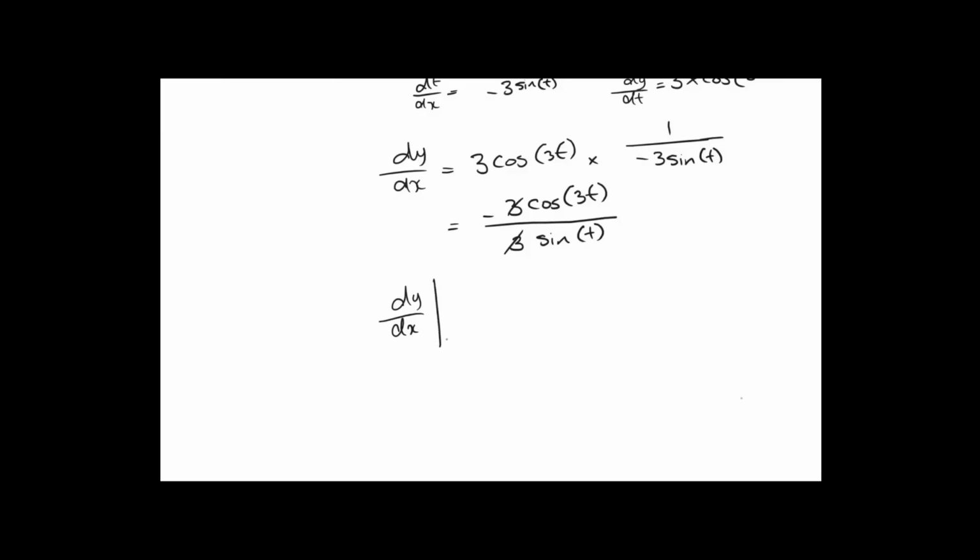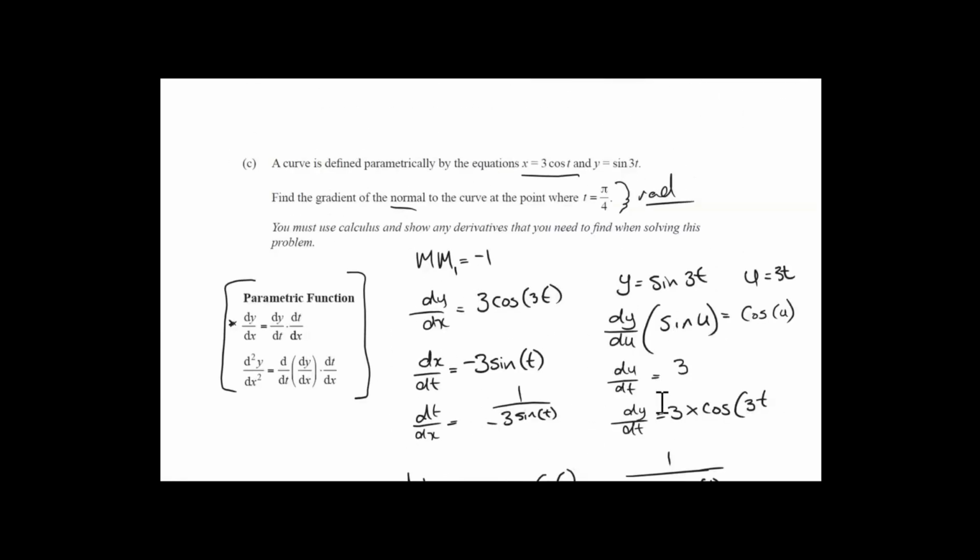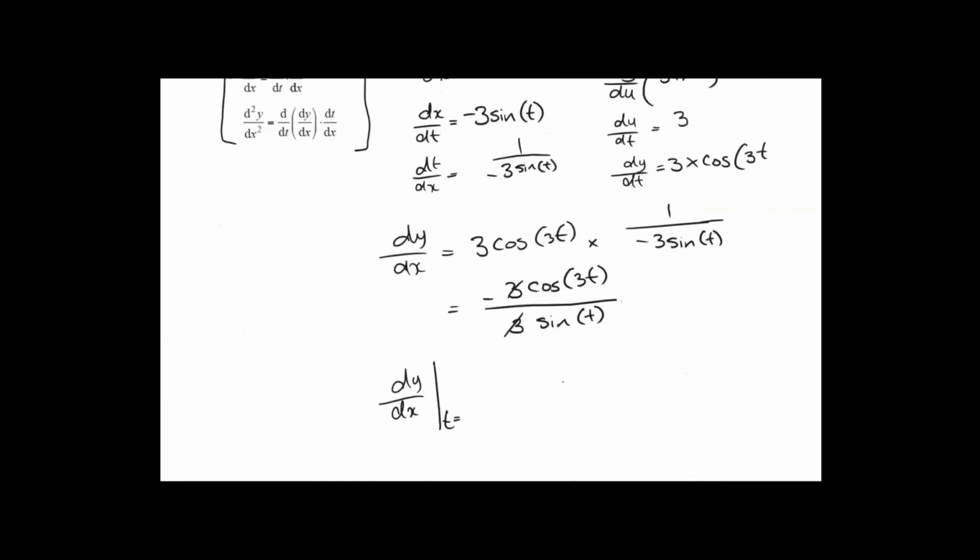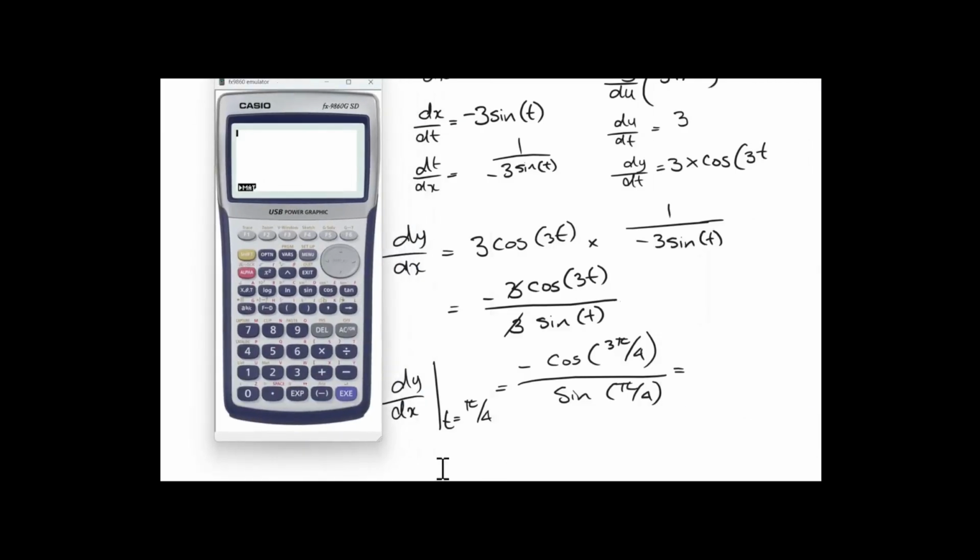So we're going to evaluate that where t equals, what was that number? Pi over 4. And it's going to be negative cos 3 pi over 4. I don't know what that is off the top of my head. Over sine of pi over 4. Grab your calculator and get your engines rolling.